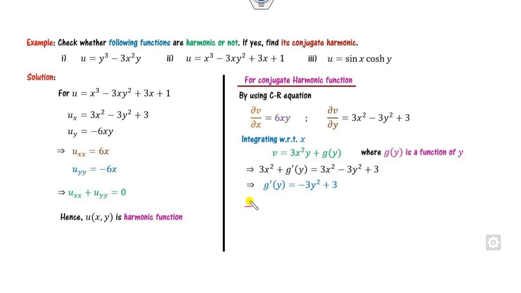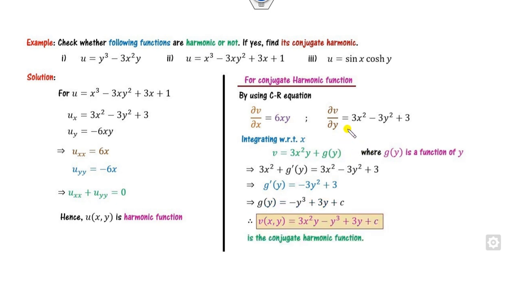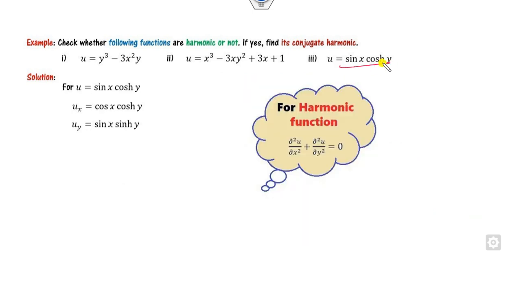Now how can you solve? Because it's a derivative, you can integrate it. So what is the integration of this? It's minus y cube plus 3y plus constant. So you can see here, substitute this value, and you will get v as this answer. You can easily check your answer, whether the Laplace property of the harmonic function is satisfied or not. Look at the third option.